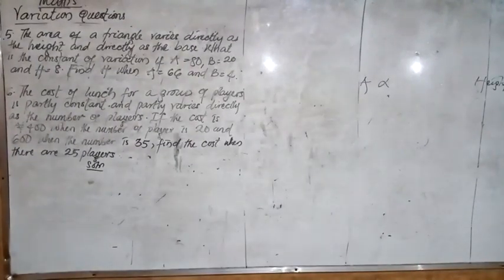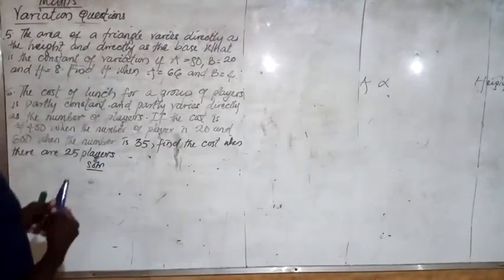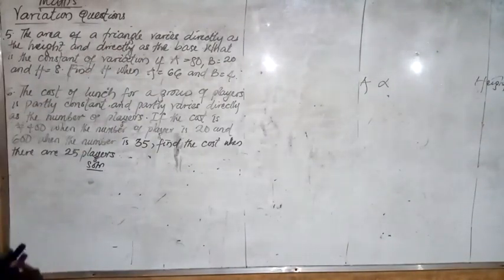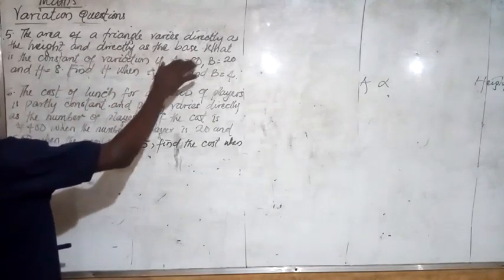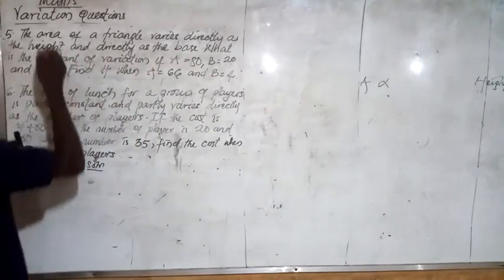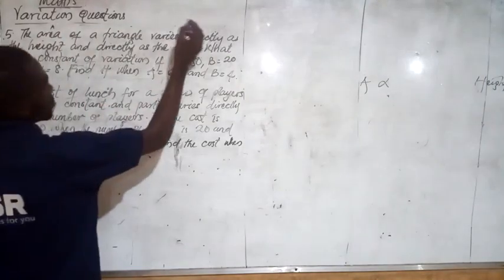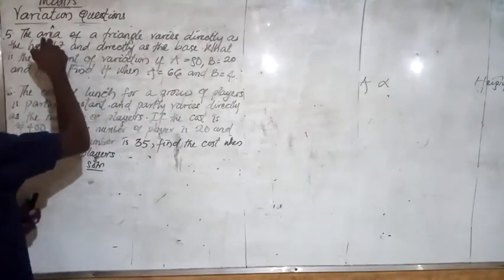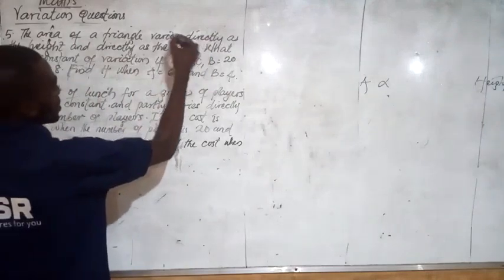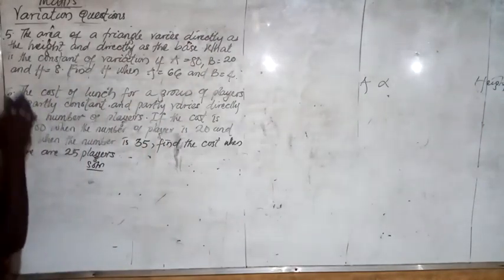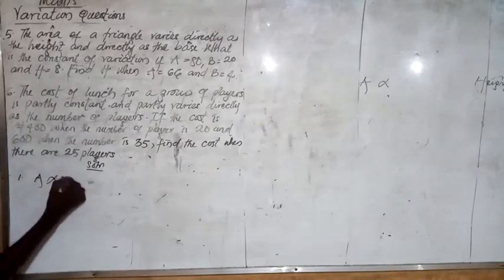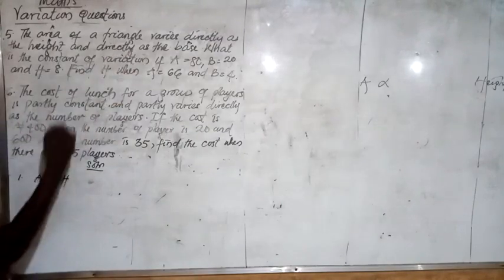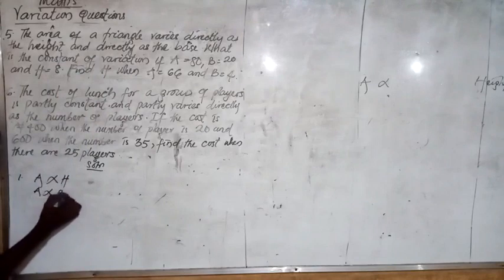Now move on to number 5. Number 5 says the area of a triangle varies directly as the height and directly as the base. So we are going to be using the symbols H for height, A for area, of course, and B for the base. So this is a joint variation. So we interpret as written there. We say A, area, varies directly as the height and directly as the base.